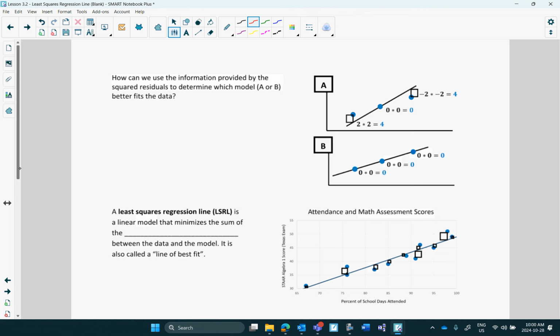So how do we put the line in? Like how do we know where to put the line?